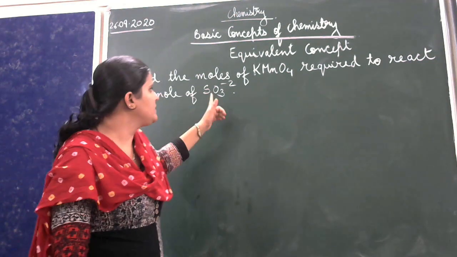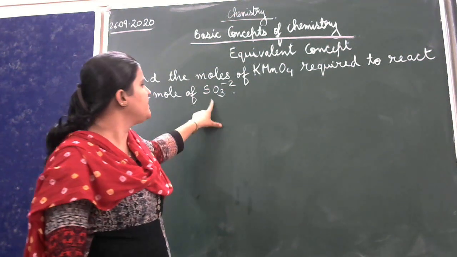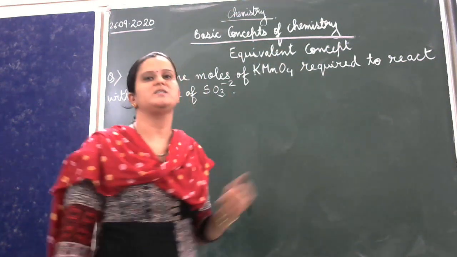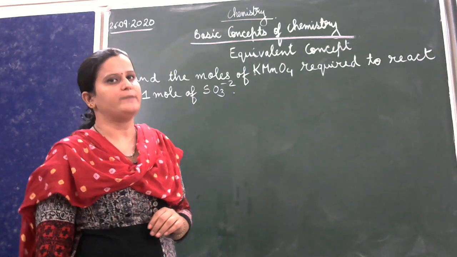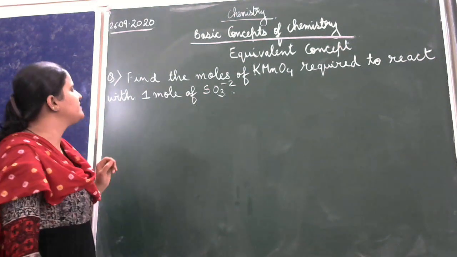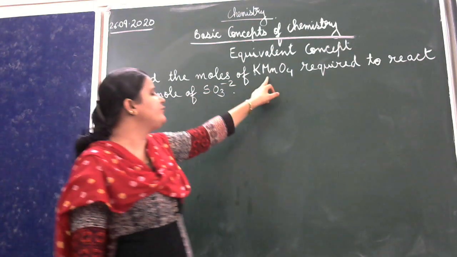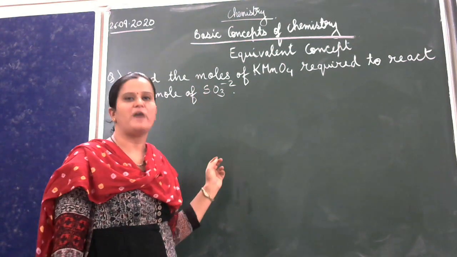Today we are going to start with a numerical. I have written down the question here, and we will see how we are going to apply this equivalent concept to solve it. So, what is the question? Find the moles of KMnO4 required to react with 1 mole of sulfite ion.